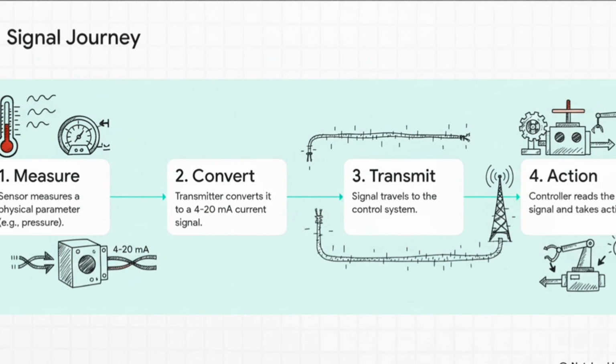And that journey is almost always the same. So step 1, a sensor measures a physical thing, pressure, flow, level, whatever. Step 2, a transmitter takes that reading and translates it into an electrical current somewhere between 4 and 20 milliamps. That signal then travels down a wire, sometimes for hundreds of meters, all the way to the control system, which then reads that current and decides what to do about it.